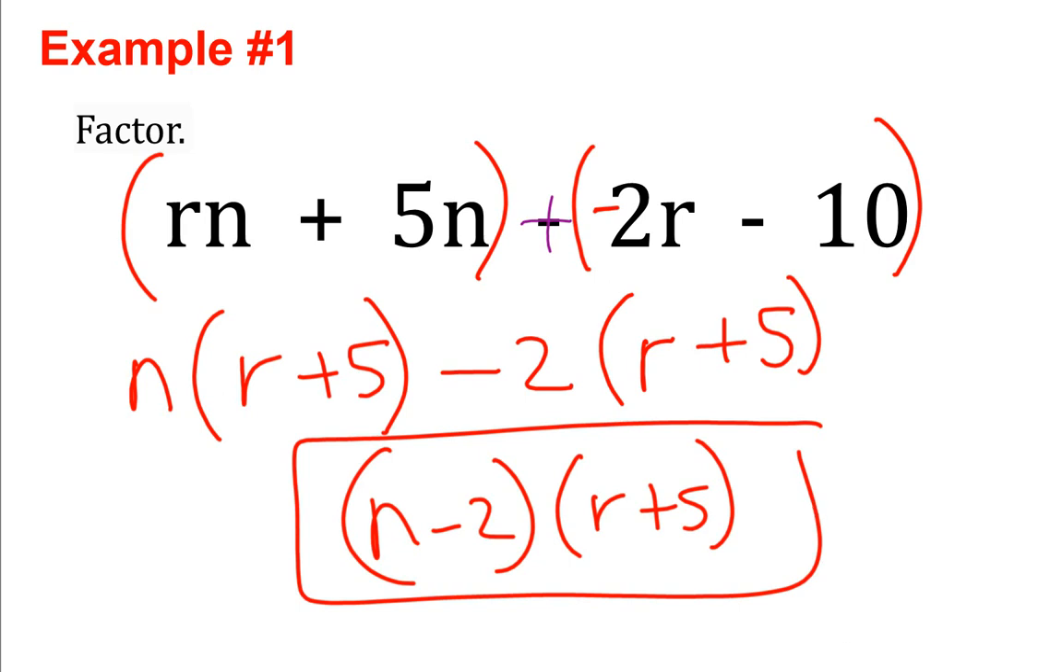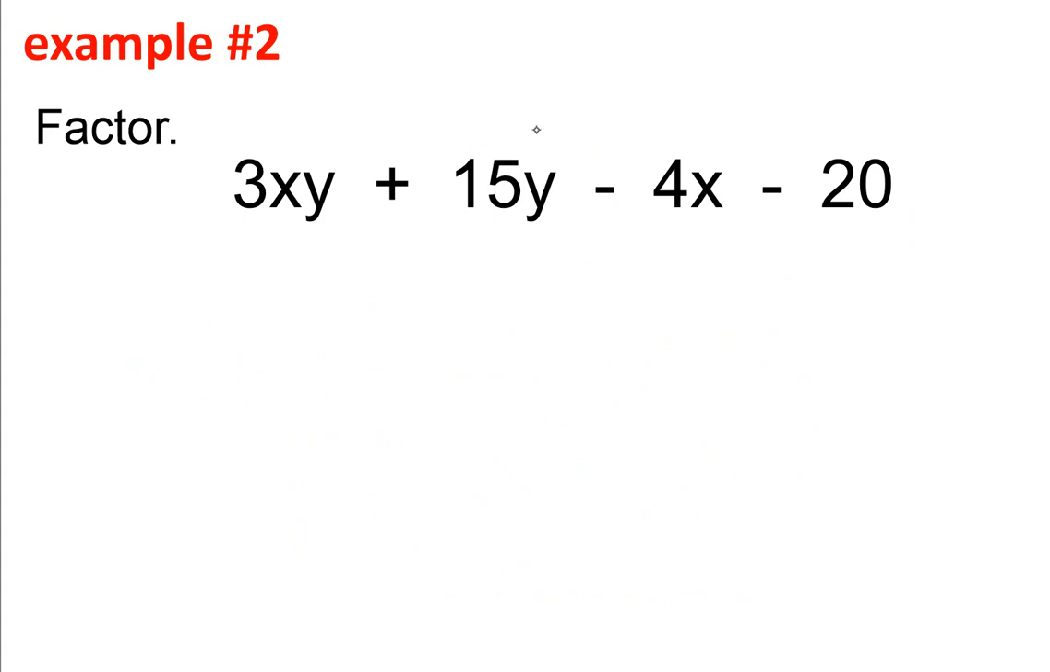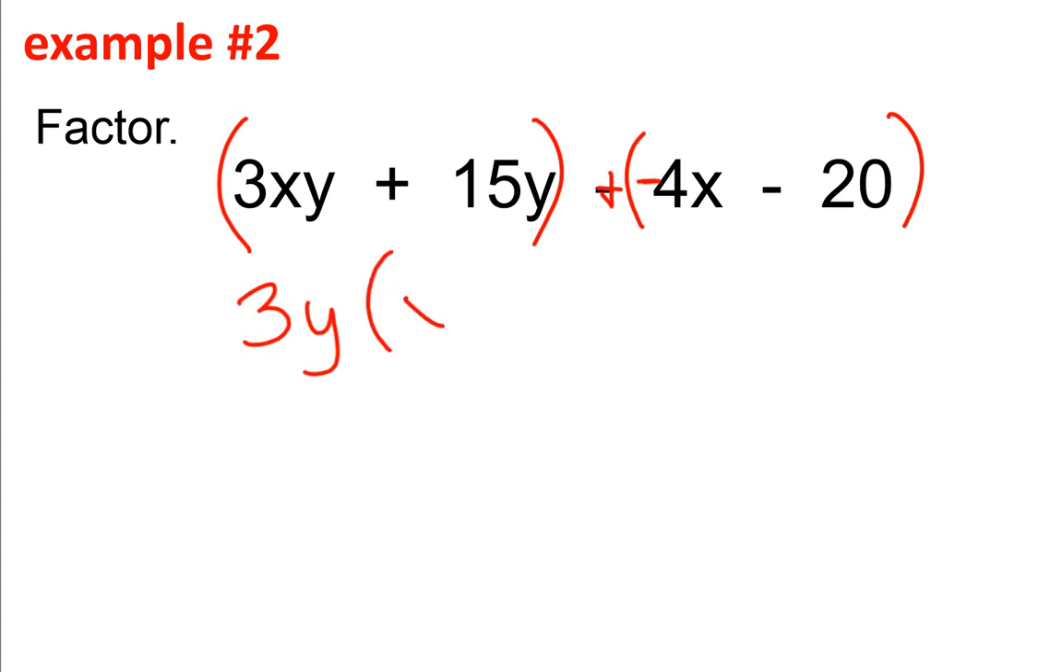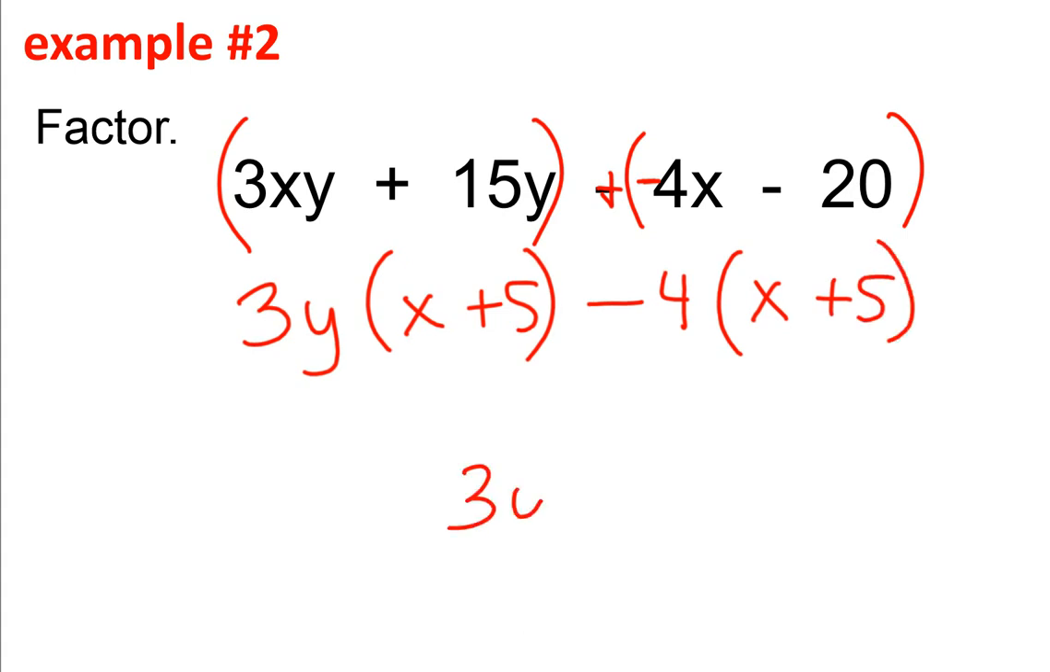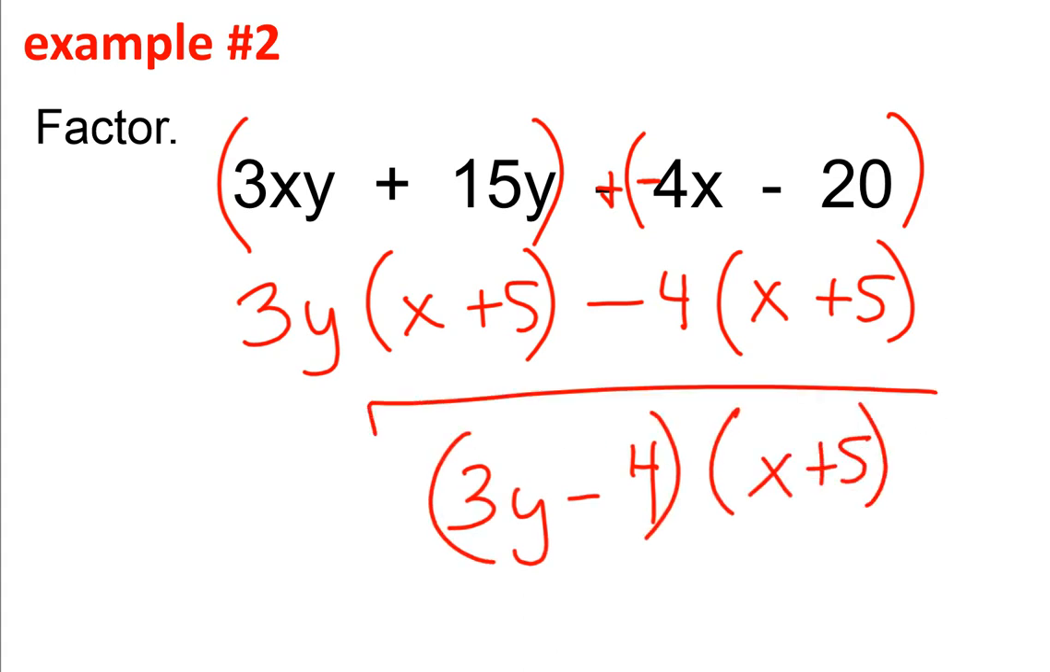Let's take a look at another one. Here we go. Group it. Make this a positive, push the negative sign in. Alright, I'm going to pull out a 3y, giving me x plus 5. And then over here, I'm going to try factoring out a negative 4. And that gives me a positive x and a positive 5. Perfect! Perfect match. First group, second group, all factored.